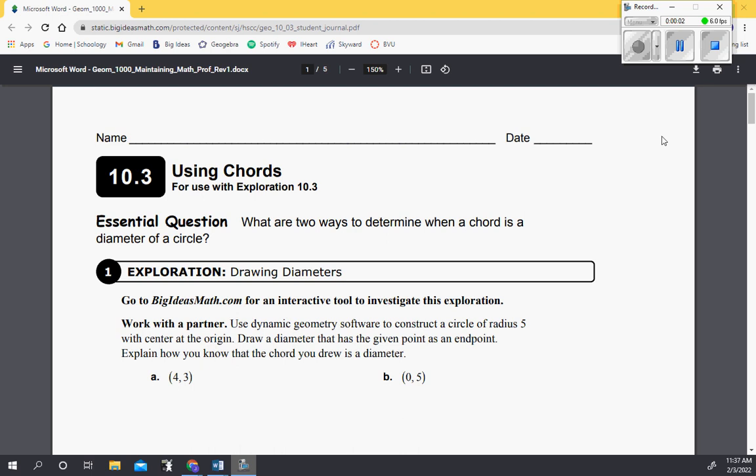All right, 10.3, we are using chords, not chords, chords, like an extension chord. Remember what a chord is. Here's a circle. A chord is a segment through the circle, but it has two endpoints on the circle, right? This is a chord. Another example would be this. This is also a chord. As long as both endpoints are on the circle, it's a chord. I'm going to be learning about that today.